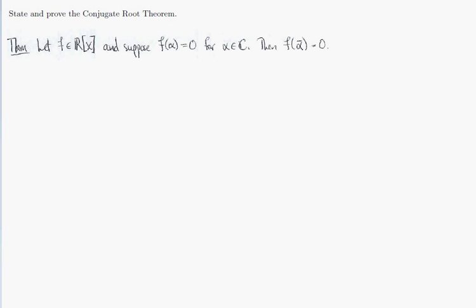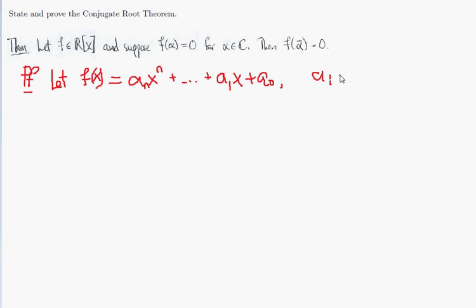Okay, let's prove this. So let f of x be equal to some polynomial, a sub n x to the n plus ... plus a sub 1 x plus a sub 0. And all of the a sub i's are real numbers.